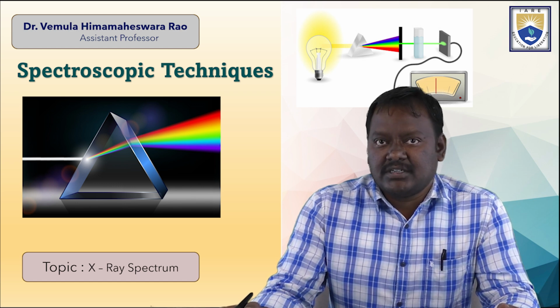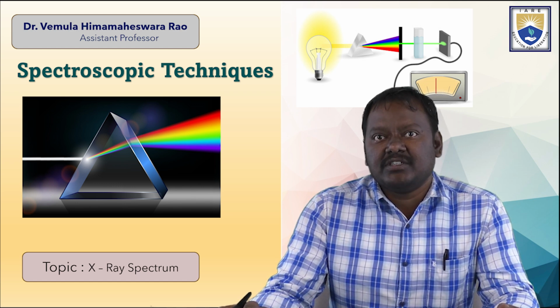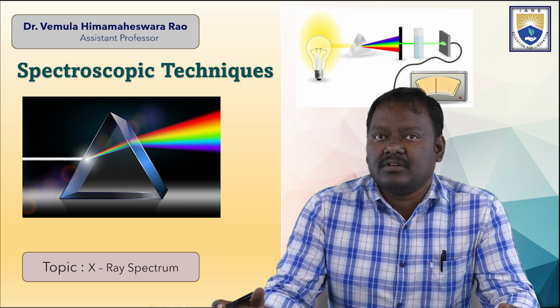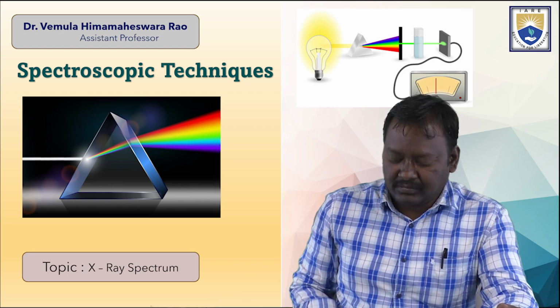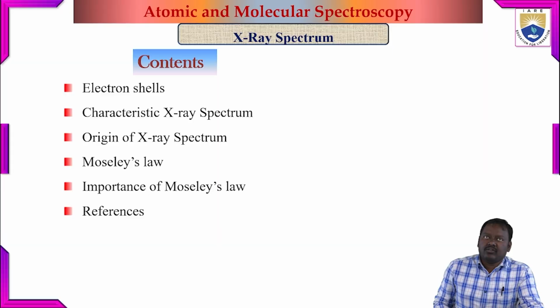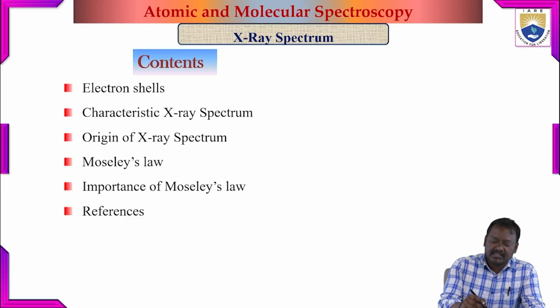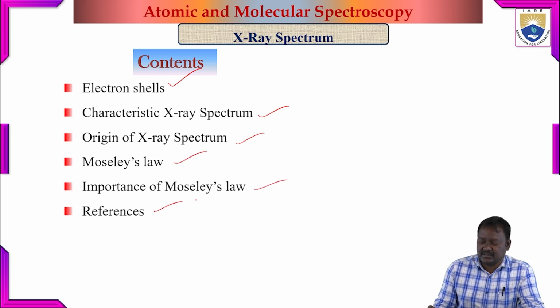Today we are going to discuss the X-ray spectrum, which is very useful to evaluate the structure of the atom. So in this lecture, we are going to discuss electron shells, characteristic X-ray spectrum, origin of X-ray spectrum, Moseley's law, importance of Moseley's law, and then references.